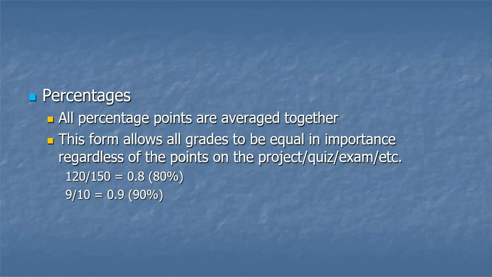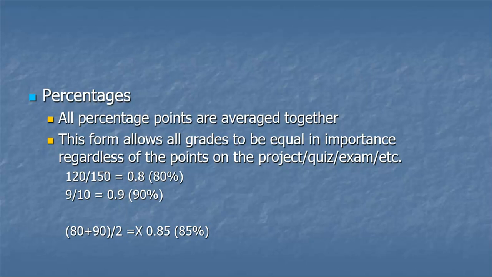In this scenario, we are going to take the 80% and we're going to add it to the 90%, and we're going to divide it by 2 because we have 2 grades. This means that the 80 and the 90 have equal importance in your grade. And when we do that, we end up with an 85%.